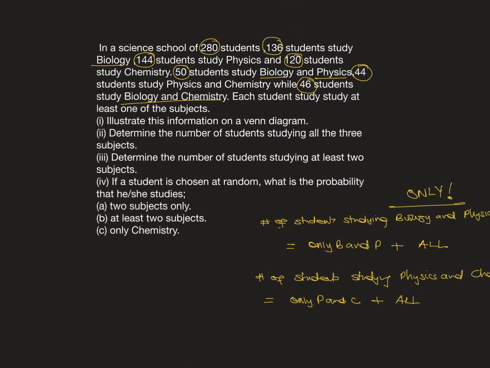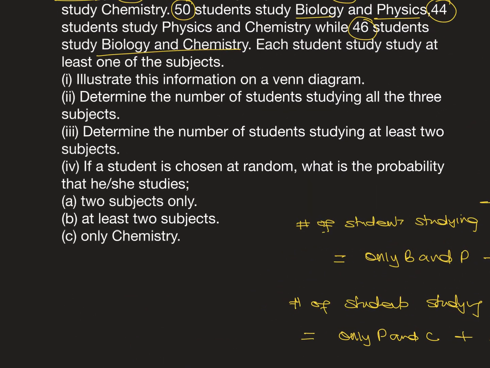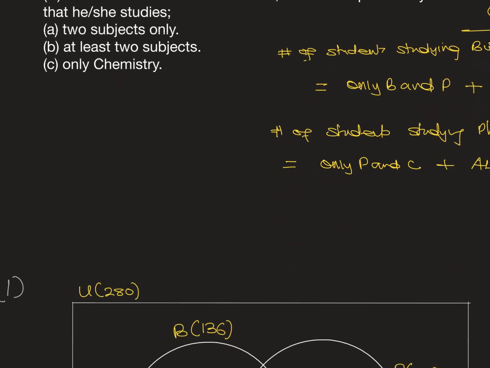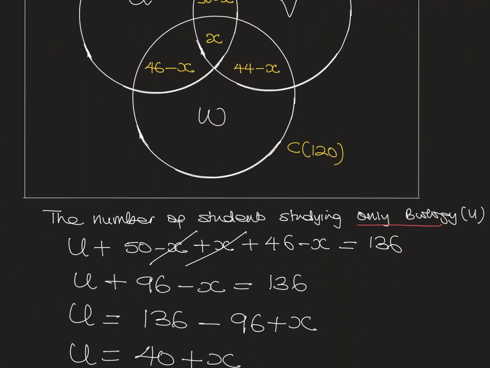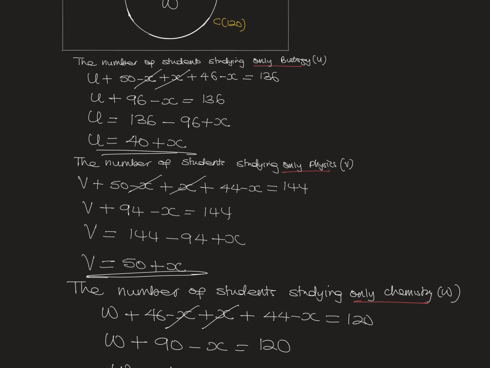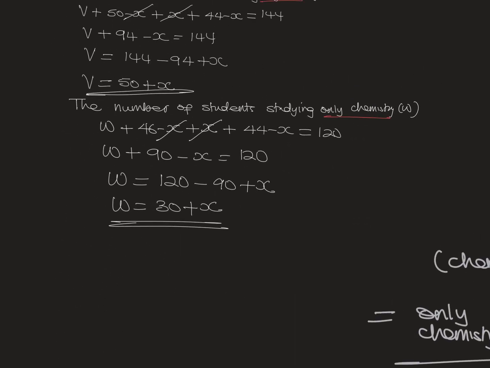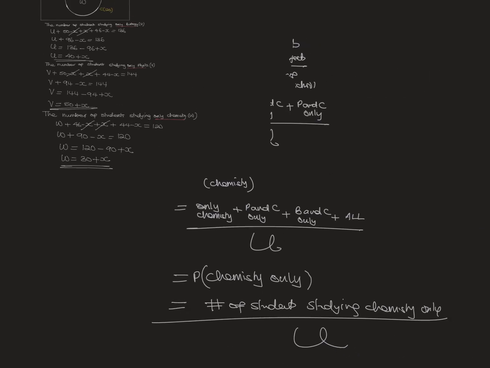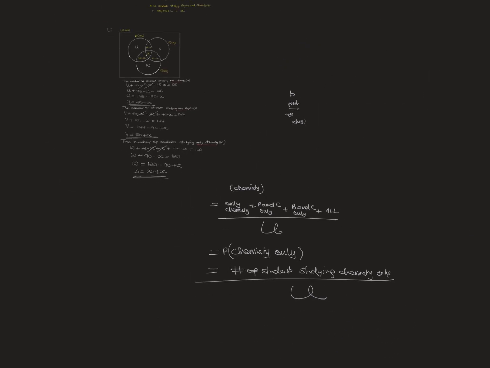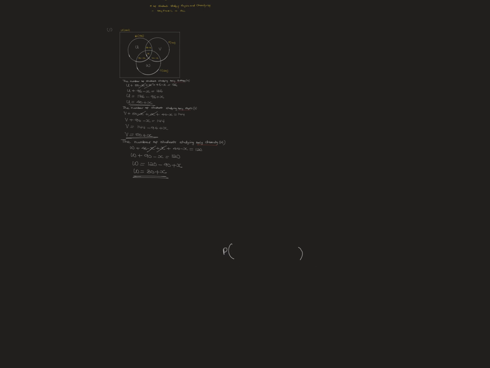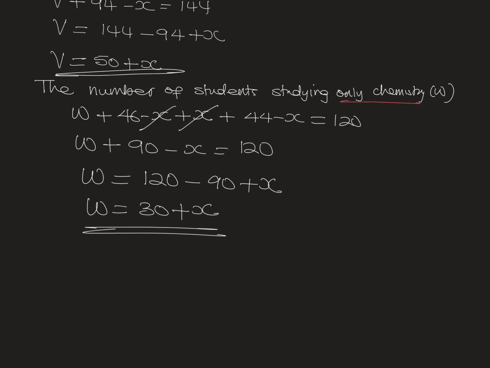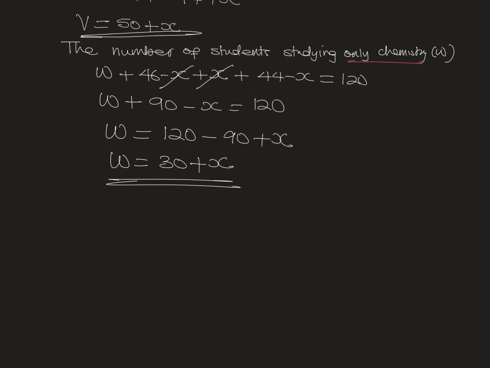The second question is determine the number of students studying all the three subjects. The number of students studying all the three subjects. So to be able to find that, which is x, we will use our equation. All right? So to answer question 2, if we want to find x, let's try to form an equation.